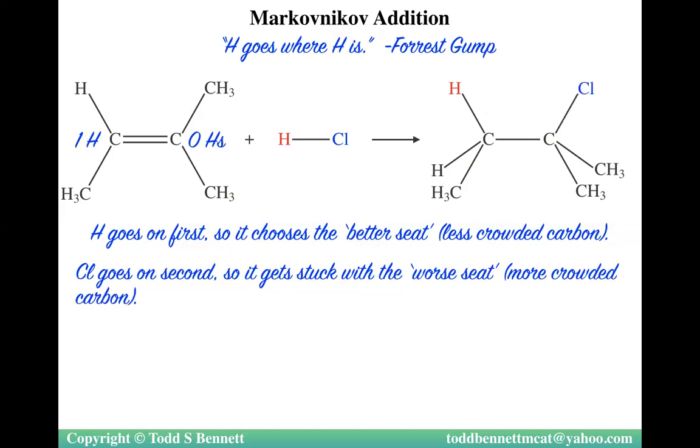And the reality is this Cl will go on anti to the bulkiest group over here. So to be a little more precise, I probably should draw it with dashes and wedges. So the Cl is going to come on top. Those used to be trigonal planar because of the sp2 hybridization. When the Cl came on, it went up, and it will want to be anti to the bulkiest group on the other carbon.